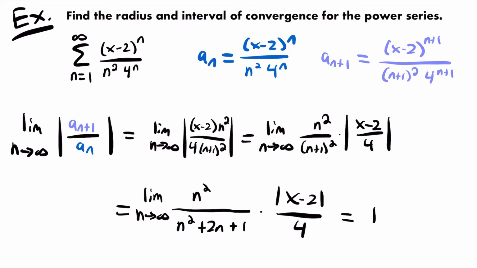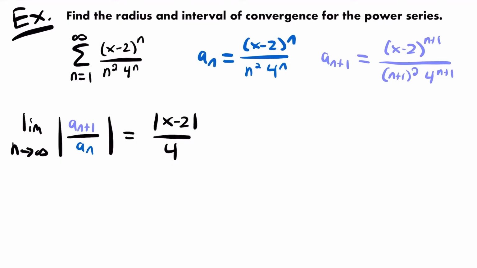So this will be equal to 1 times the absolute value of x minus 2 divided by 4. Okay, and 1 times anything is just going to be that value, and so the absolute value of x minus 2 divided by 4 is the result of this limit. And so if I clean up my work here, what the ratio test tells us is that if this limit is less than 1, then our power series will converge. Okay, and so since we have this variable x, what we need to do is solve for x to determine the interval of convergence. What values of x will this power series be convergent for?